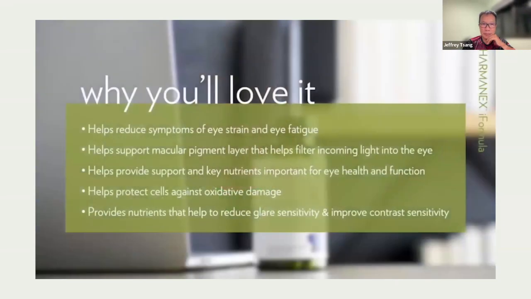You will love Eye Formula because it helps reduce symptoms of eye strain and eye fatigue, helps support the macular pigment layer that helps filter incoming light into the eye, helps provide support and key nutrients important for eye health and function, helps protect cells against oxidative damage, and provides nutrients that help to reduce glare sensitivity and improve contrast sensitivity.